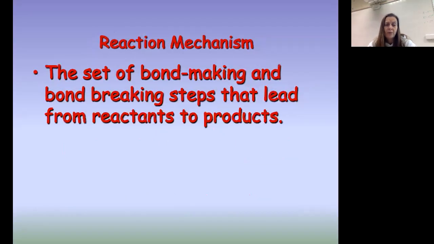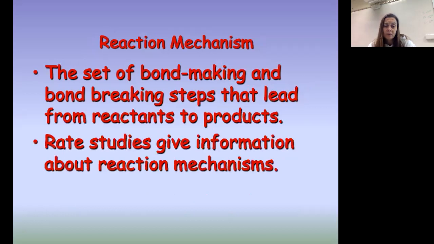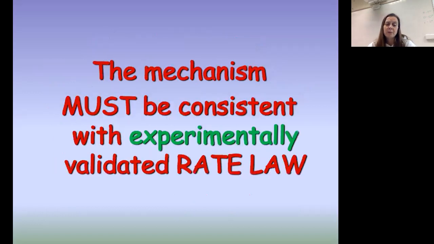So, what is the mechanism? This is the set of bond making and bond breaking steps that lead from our reactants to our products. We tend to study rate in order to find information about these reaction mechanisms. So we have to experimentally validate these mechanisms. So we test by adding and removing components of the equation. We test by changing concentrations and seeing what happens to rates.